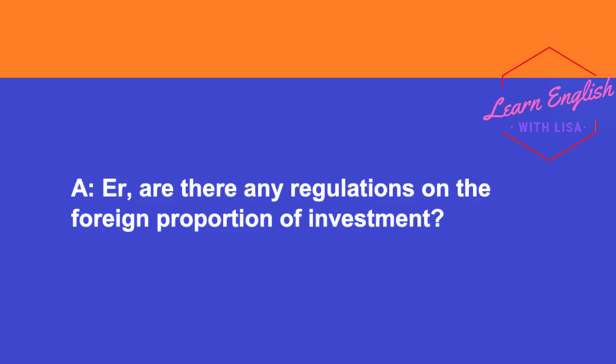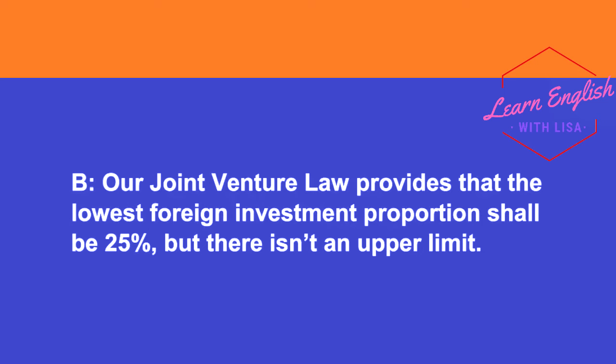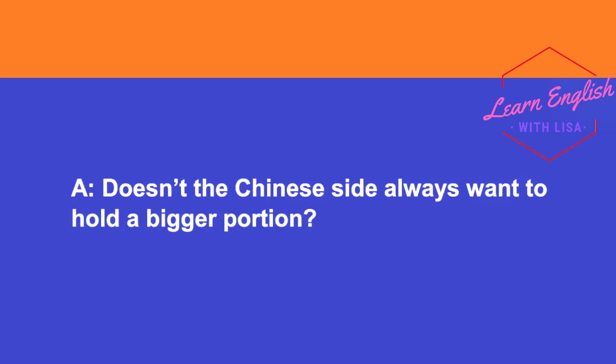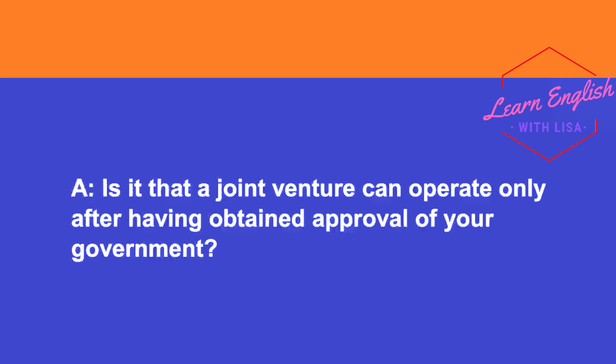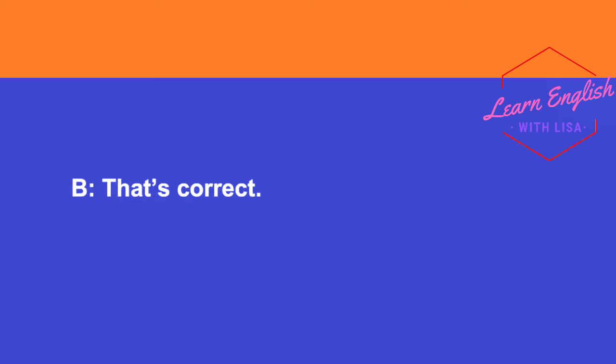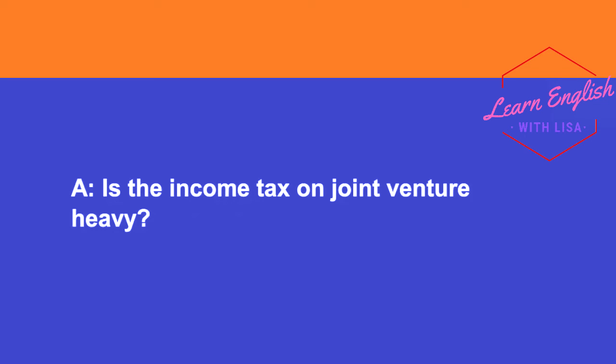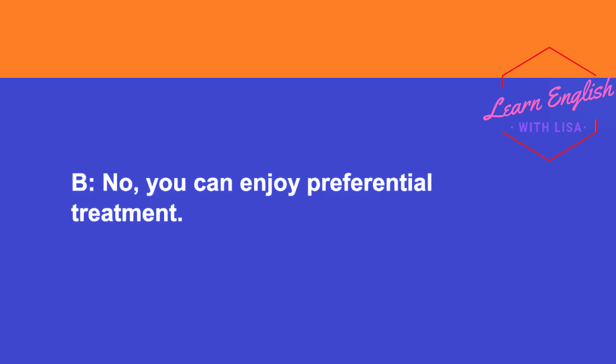Are there any regulations on the foreign proportion of investment? Our joint venture law provides that the lowest foreign investment proportion shall be 25%, but there isn't an upper limit. Doesn't the Chinese side always want to hold a bigger portion? Not always. Can a joint venture operate only after having obtained approval of your government? That's correct. Is the income tax on joint ventures heavy? No, you can enjoy preferential treatment.